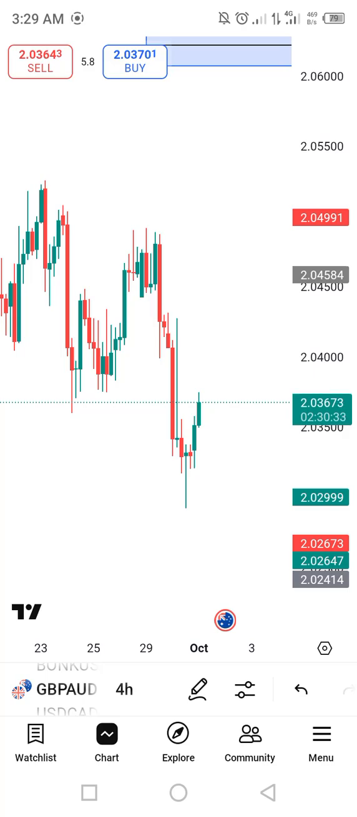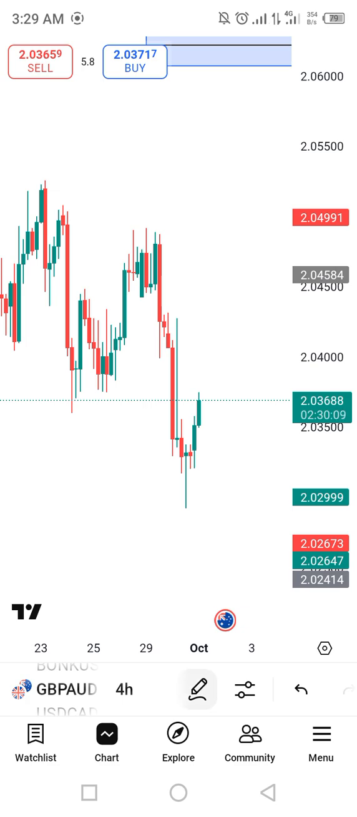Hi guys, I just want to show a little top-down analysis, as I will also call it. I spotted a valid setup on GBP AUD, and what makes this setup so interesting is the order block that is obvious, and the liquidity below it.